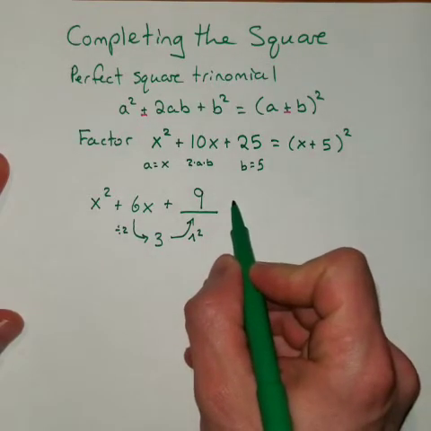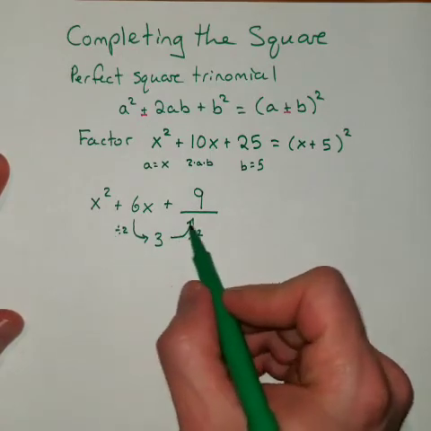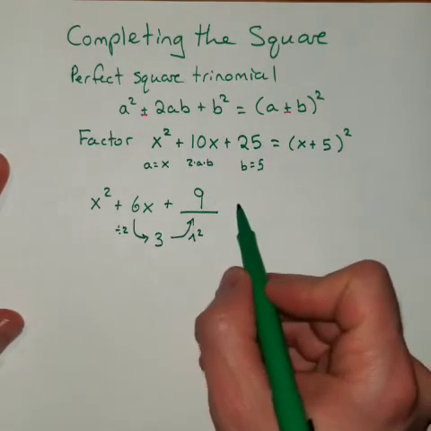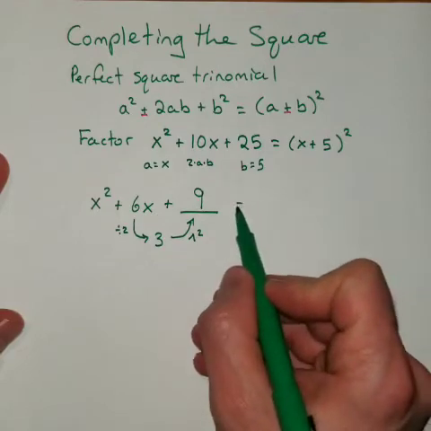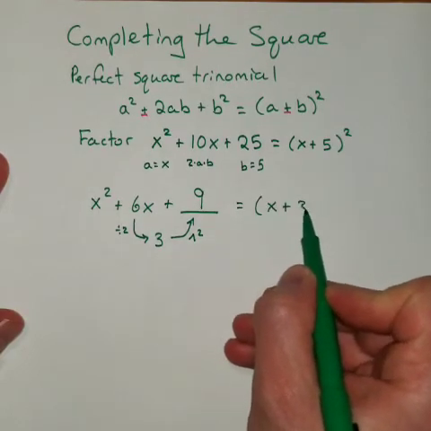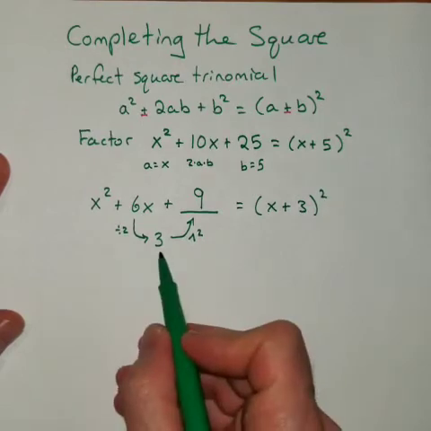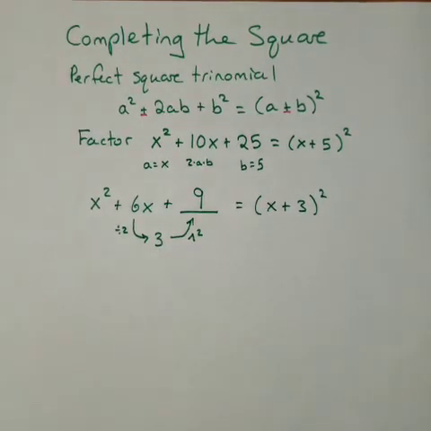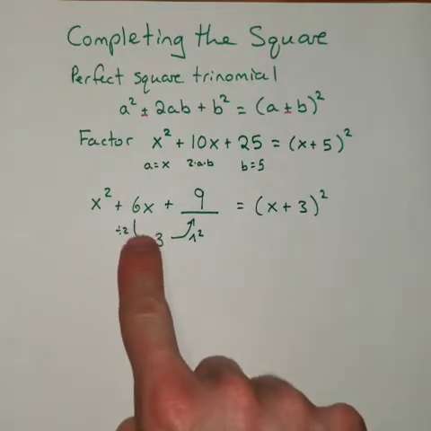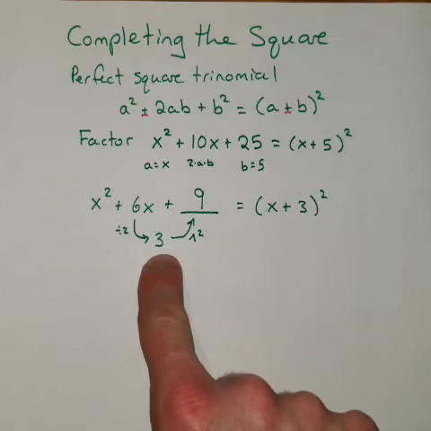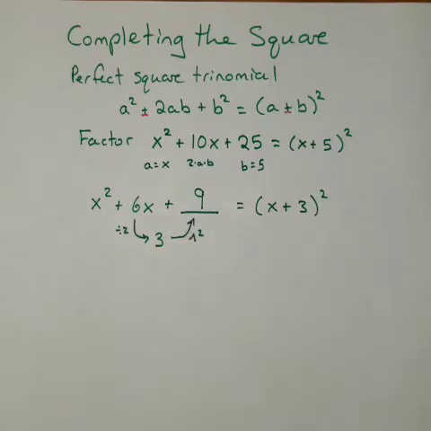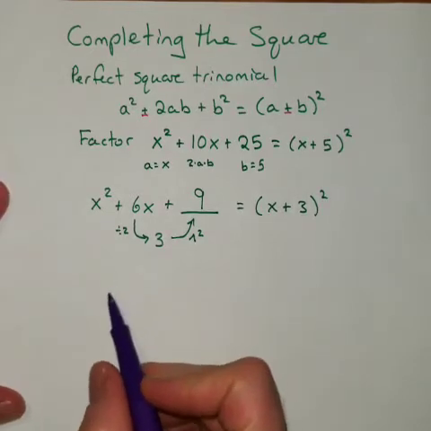Then I know that this whole quantity factors into x plus 3 quantity squared. It's this number again taken over. Okay? So you get x plus 3 times x plus 3. Alright, so some of these are fairly simple. It's just this idea of dividing the coefficient of x by 2 and then squaring that answer. Okay? So if we just remember that pattern, we can complete a square.